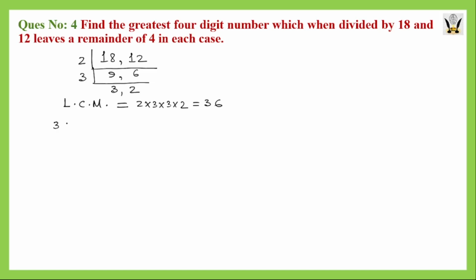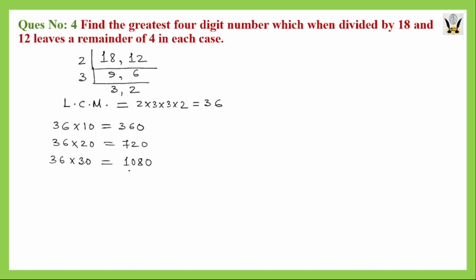Now if we multiply 36 by 10 directly, it will be 10 times, so 360. 360 is a 3-digit number, that is even lower than the greatest 4-digit number. So we will keep on increasing that value. By 20, if we multiply, then it will be 720. Now if we multiply 36 by 30, then that will be 1080. Now 1080 is a 4-digit number, but that is not the greatest 4-digit number.